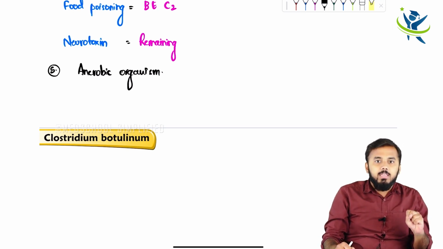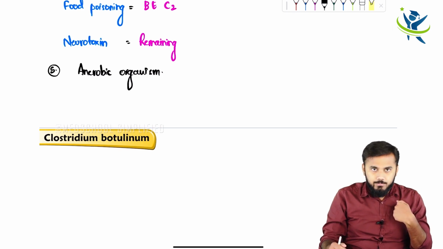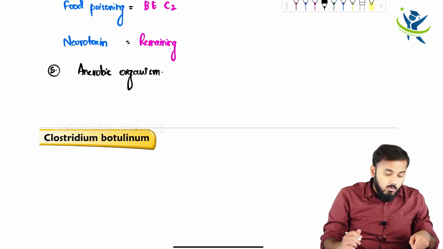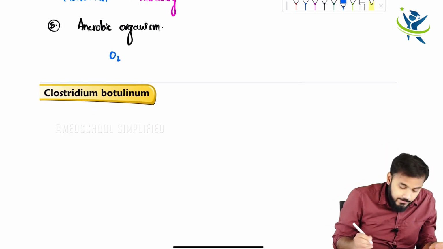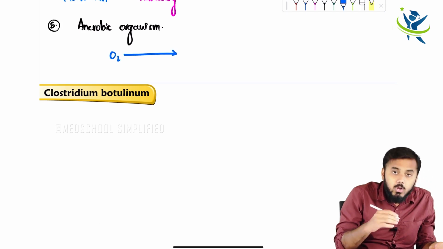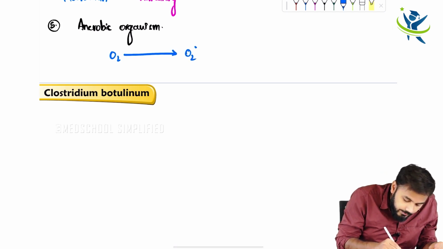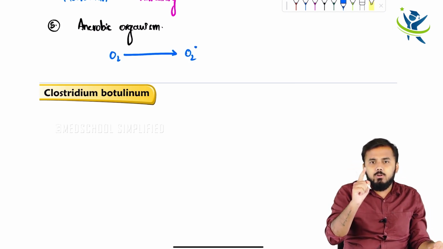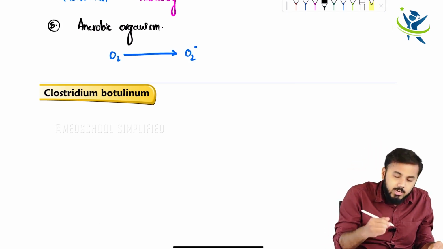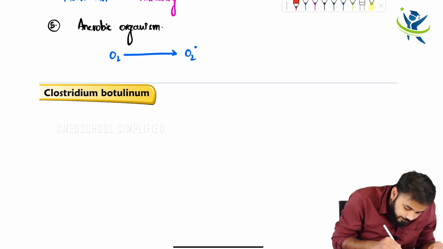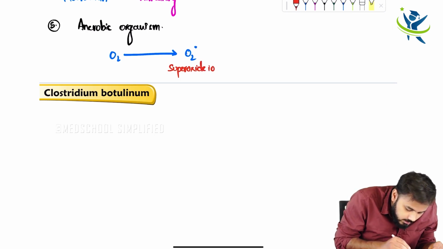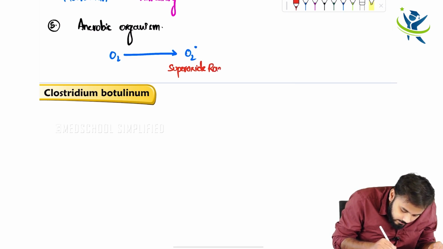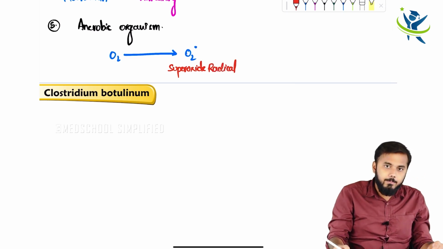For example, if you are providing oxygen to me, I will take oxygen inside my body, and this oxygen will be automatically converted to this molecule. Wherever you see a dot, that is called a free radical. This molecule is called the superoxide radical.